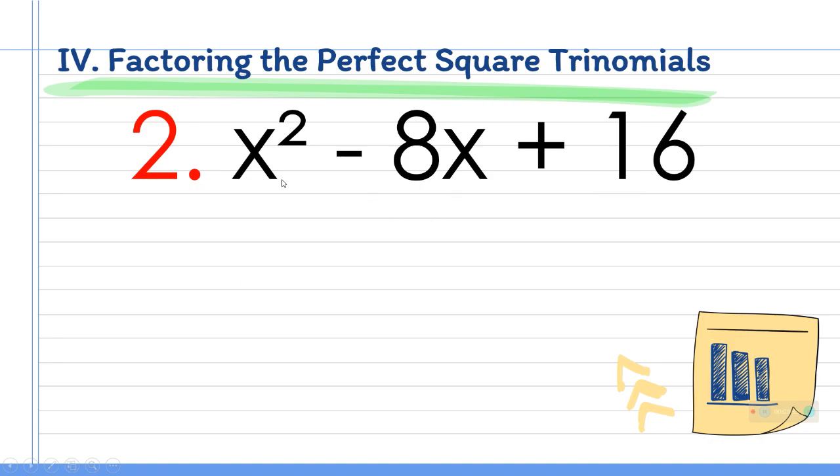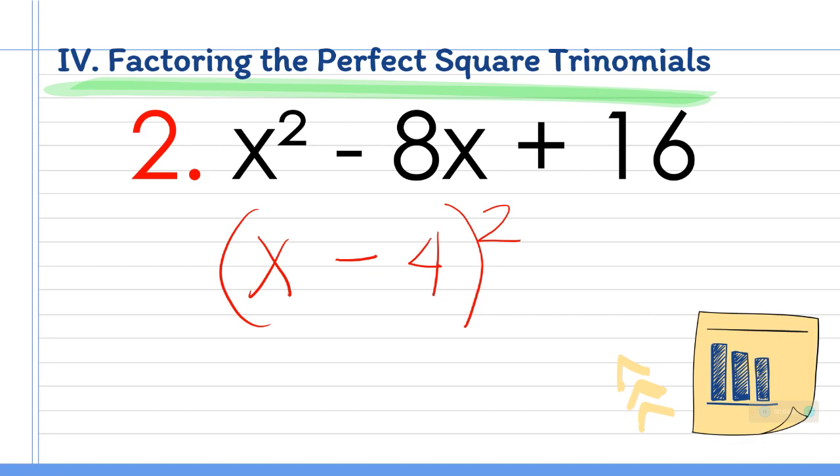So just like what we have done in the first example, get the square root of x squared. So you will have here x. Then the square root of the last term 16, we have here 4. Copy the sign of the middle term, which is negative, and close in parentheses and raise it to the second power. So here it is. We already have the factored form of x squared minus 8x plus 16, which is x minus 4 in quantity square.